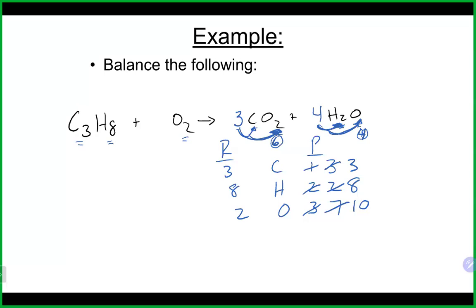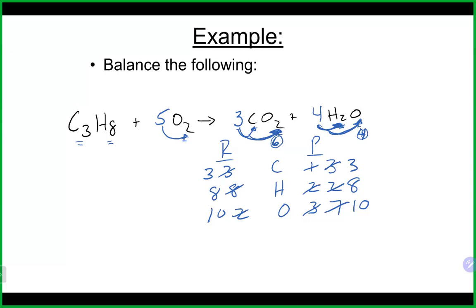And now by saving my oxygen for the end, I can see it's not too bad to fix that. I just simply need to go to the left there and put a 5 in front of it. And now we got 3 carbons, 8 hydrogens, and 5 times 2 is 10 oxygens.